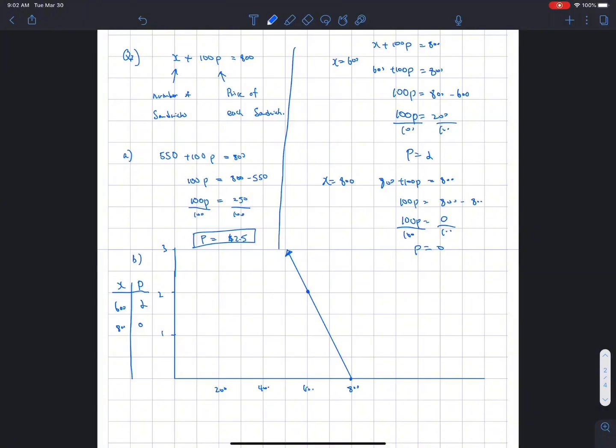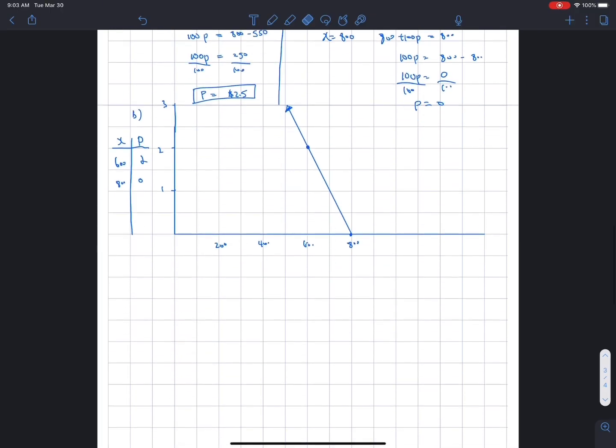Okay, so this here it should stop because it doesn't make sense to have a negative price. C, if Amir charges $2 per sandwich, which is right here, how many did he sell in a week? So he sold 600 sandwiches. You can see it on the table already, so I don't need to do any calculation.